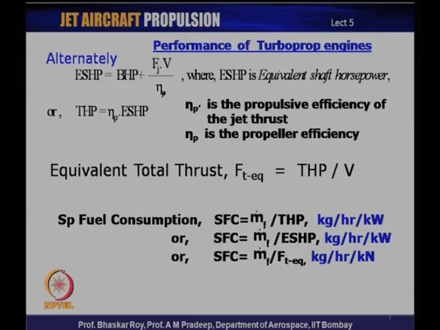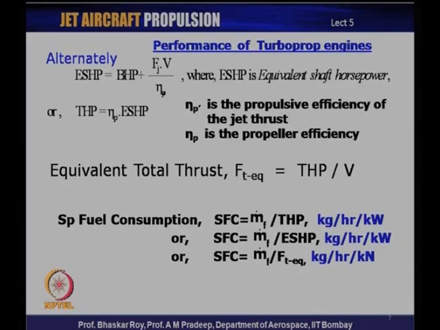The specific fuel consumption of this kind of engine is often given in terms of kilograms per hour per kilowatt, which is what the power consumption is normally of THP or ESHP, and the definition remains same as before, that is the fuel consumed m dot f divided by THP, expressed in kilograms per hour per kilowatt. SFC can also be expressed in terms of m dot f divided by ESHP.